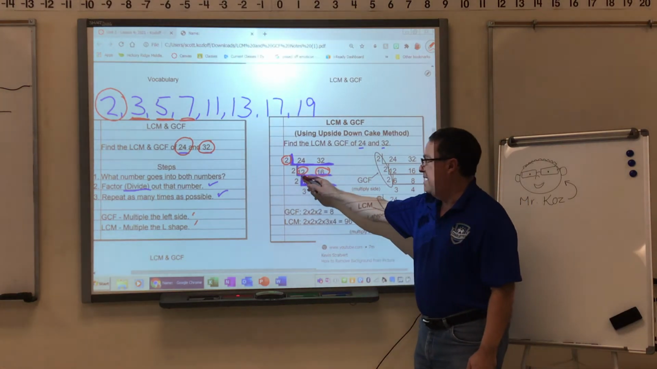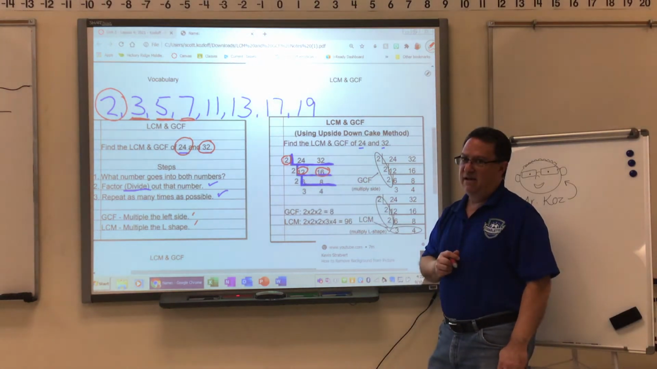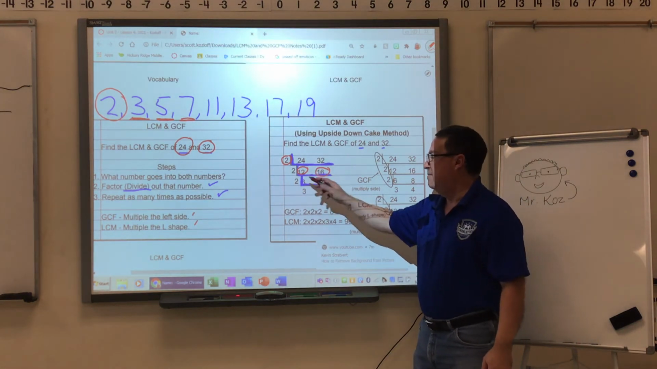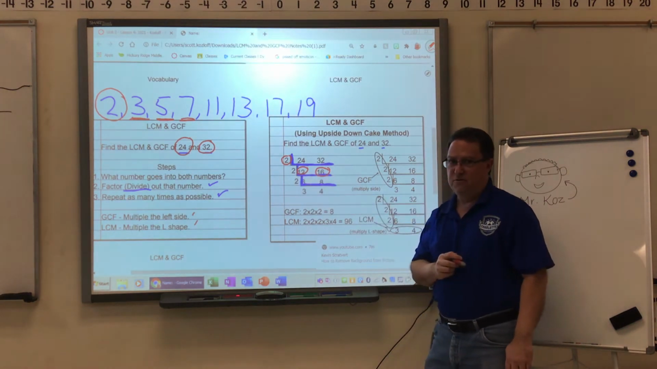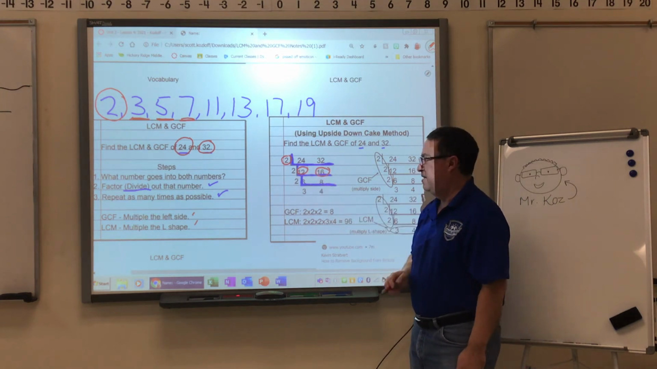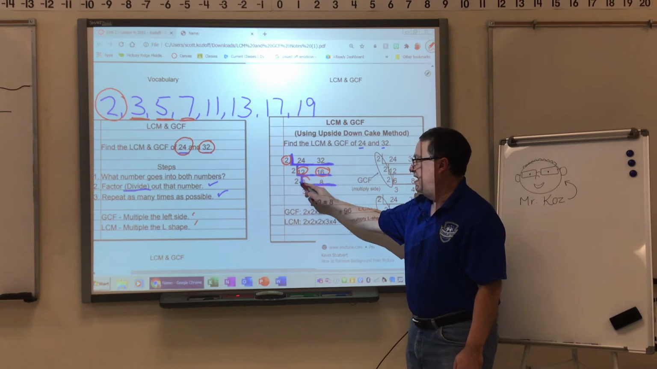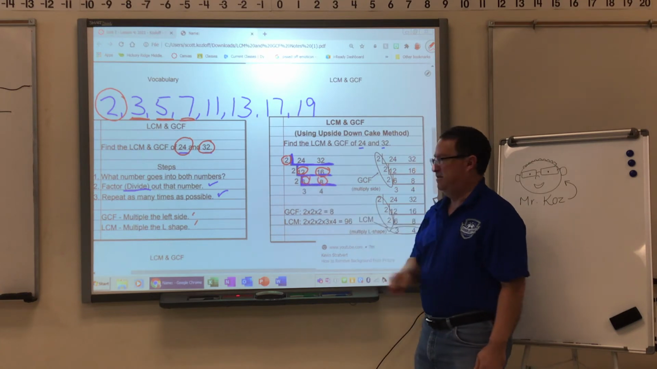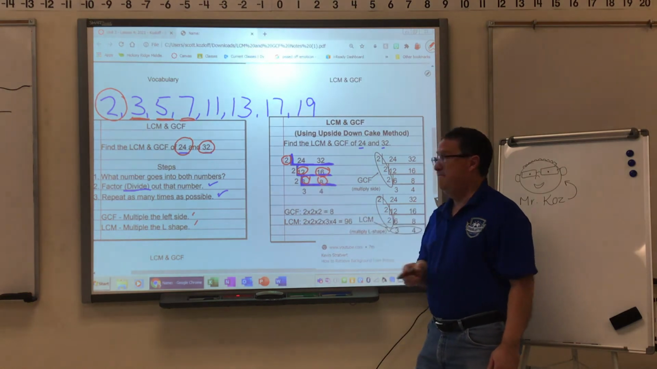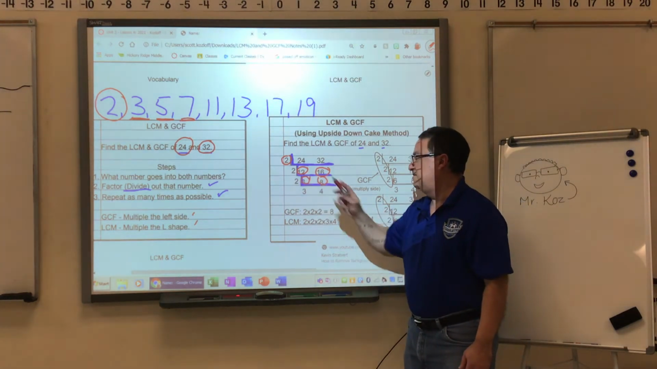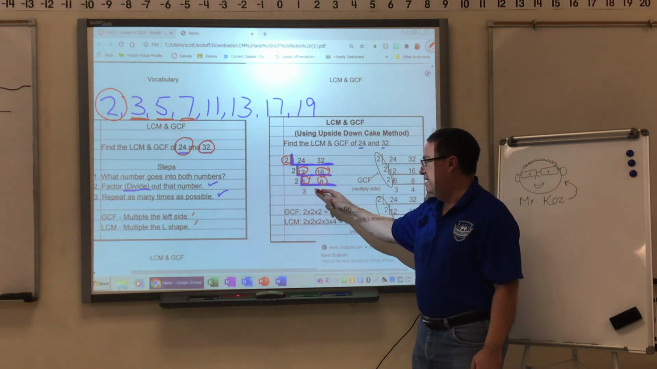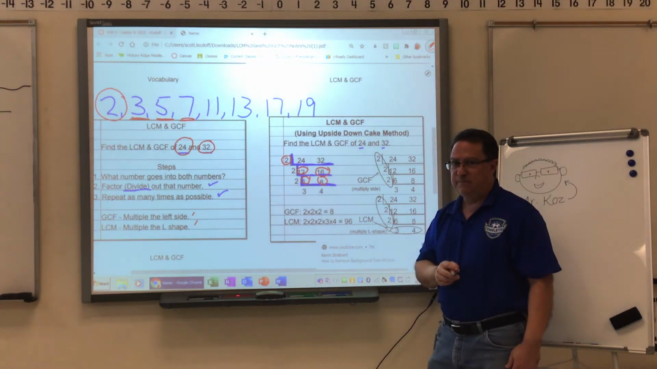So I'm going to add my next layer to my cake, and I'm going to say, okay, they're both even numbers. I'm going to factor out another 2. So now I have 12 divided by 2 and 16 divided by 2. And those 2 answers are 6 and 8. And lo and behold, those are also still even numbers. So I'm going to factor out another 2. And what ends up at the bottom is 3 and 4.